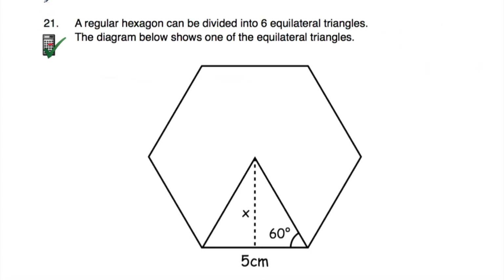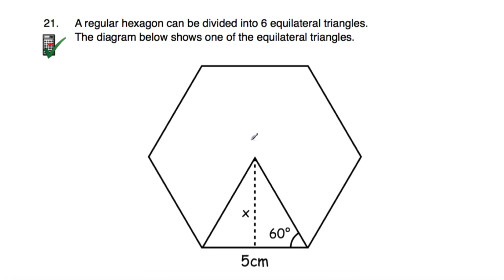Okay, let's have a look at question number 21. Question 21 says a regular hexagon can be divided into 6 equilateral triangles, and the diagram below shows one of the equilateral triangles. So we've got an equilateral triangle here, and it's got a side length of 5 centimetres. That actually means that the regular hexagon has got a side length of 5 centimetres, and so does this equilateral triangle. And the angle is 60 degrees, and that makes sense for an equilateral triangle.